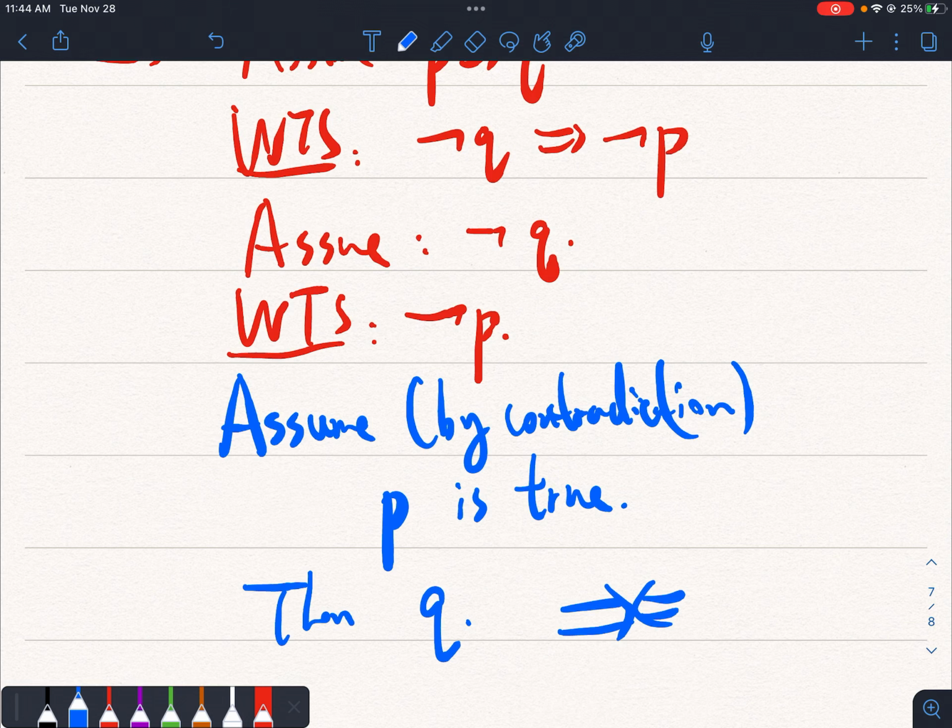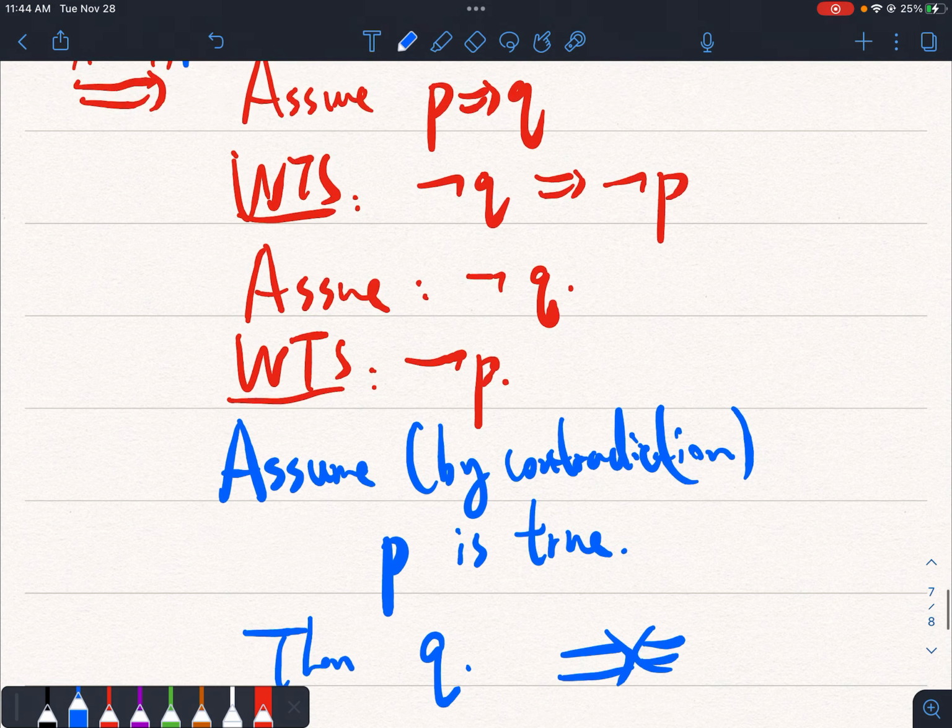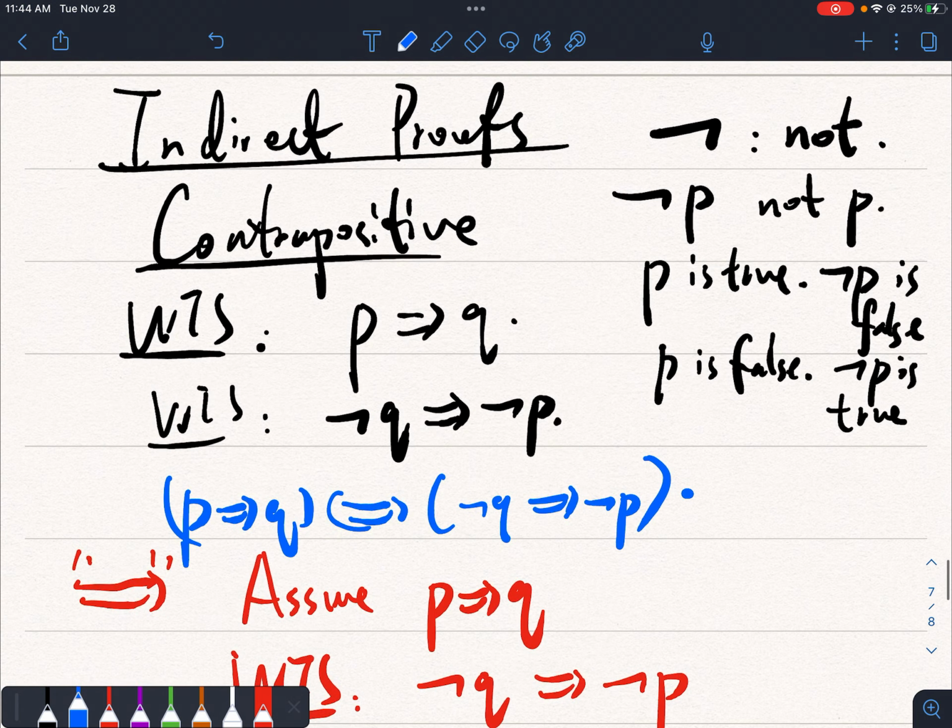Does it make sense? Because if P is true, then by the assumption that P implies Q, we have Q. But also we have assumed not Q, which leads to a contradiction. The problem with the contradiction is that P cannot be true, so P is false. So this is an example of proof by contradiction, which means any proof of contrapositive actually contains a proof by contradiction.